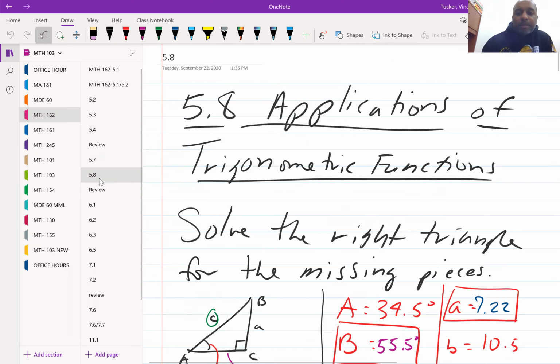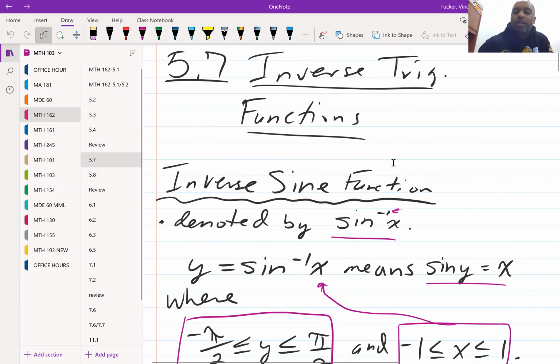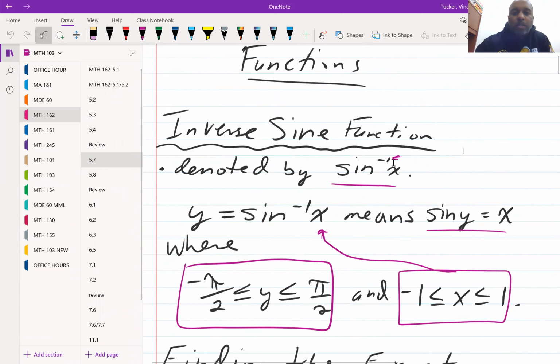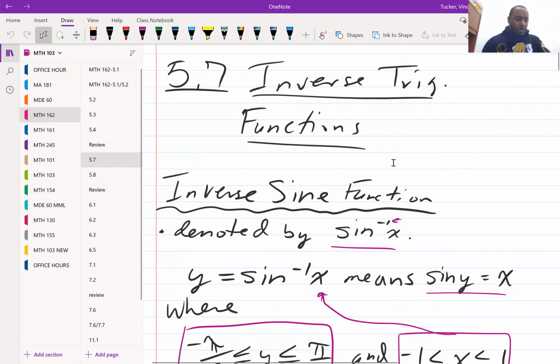Let's see, we got 5.7 applications. So let's go ahead and get started in 5.7 and find a good spot to stop. So 5.7, inverse trig functions.